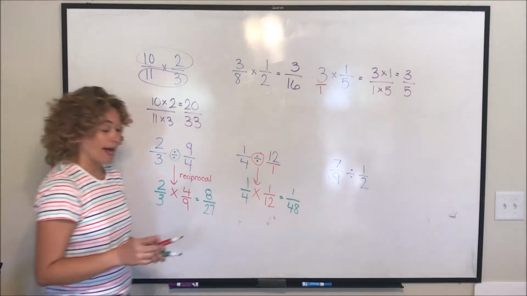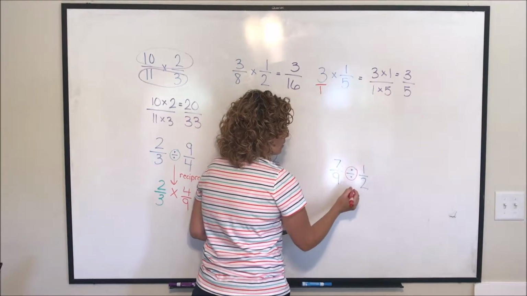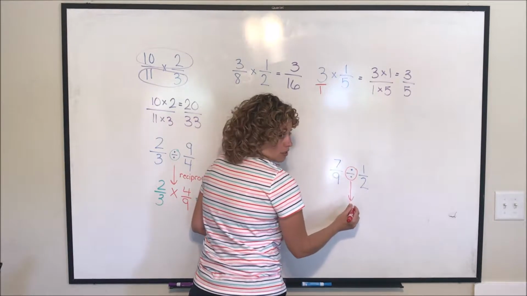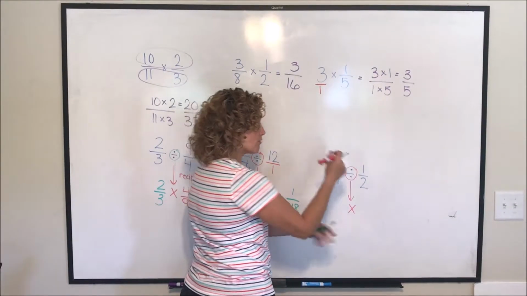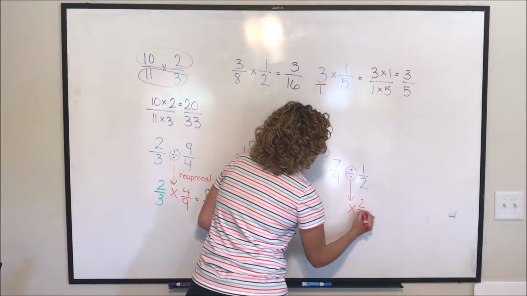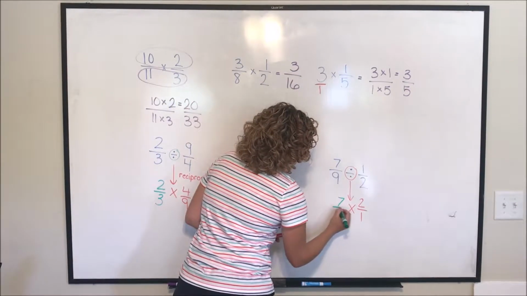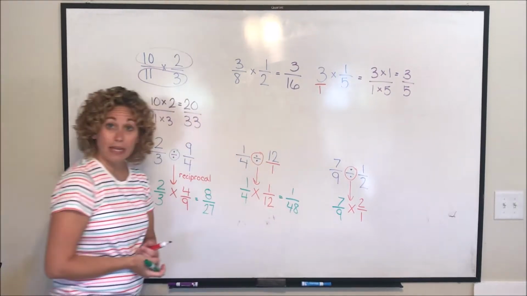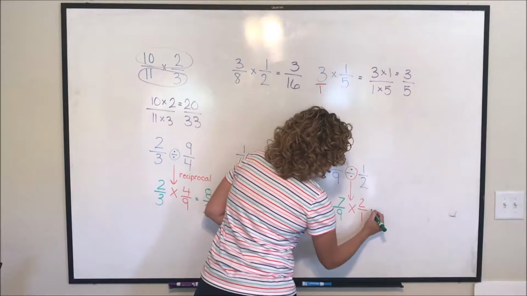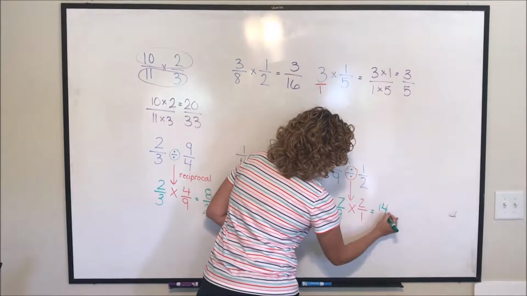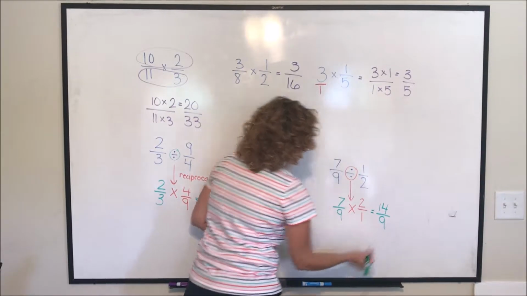Okay. Our last problem, we need to remember that we do not divide fractions. Instead, we multiply by the reciprocal, so we're going to flip that. So it's 2 over 1. The 7/9 remains the same. Then we have 7 times 2, which is 14, over 9 times 1, which is 9.